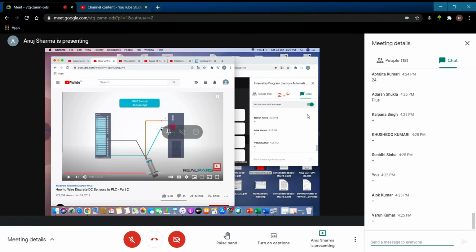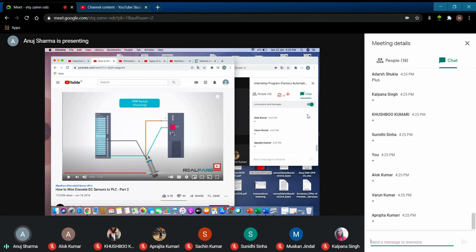One more thing that you need to understand is that this common is connected to negative when it is a PNP switch, and this common is going to get connected to positive whenever there is an NPN switch. Okay, now I think, yes, for NPN switch. Yes, correct, Muskan, correct. Ankush, Aprajita, yes, very much correct.